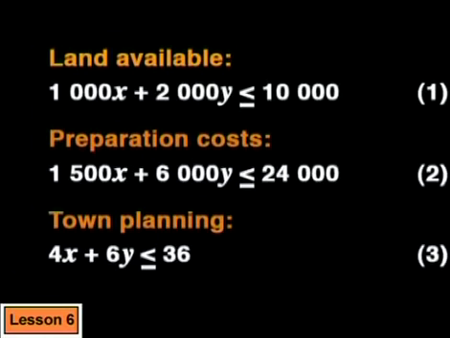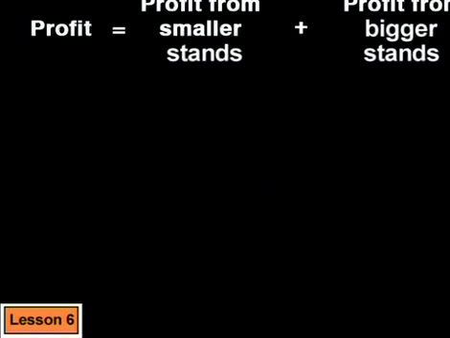The constraints in the problem are the total land available, the cost of preparing the land to make it ready to sell, and the town planning regulations about how many housing units can be built on the land. This time, to find the best combination of plots, we'll try to find an equation for the amount of profit he can expect. The total profit is made up of the profit from the smaller stands and the profit from the bigger stands. If we use X for the number of smaller stands and the profit on these is expected to be 5,000 Rand, I can say that's 5,000X.